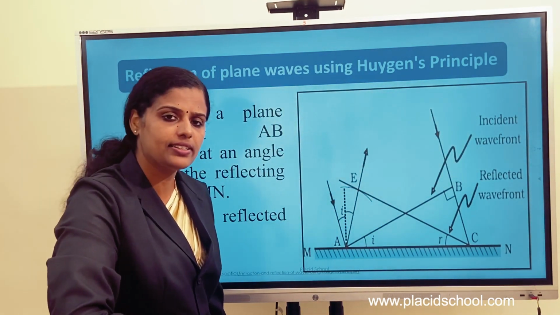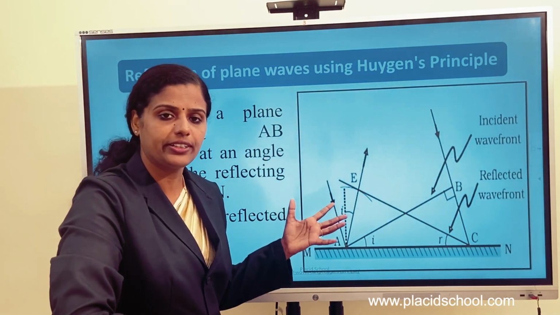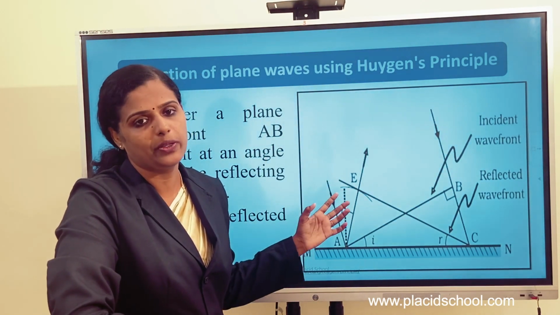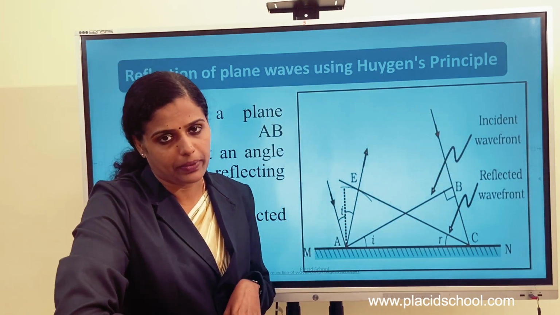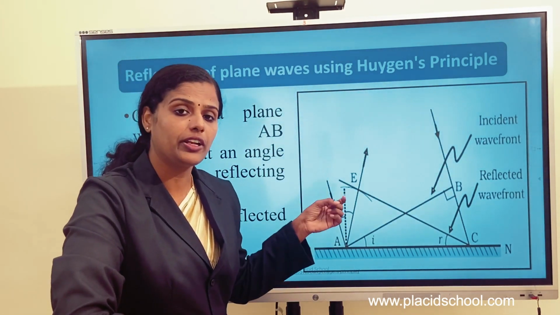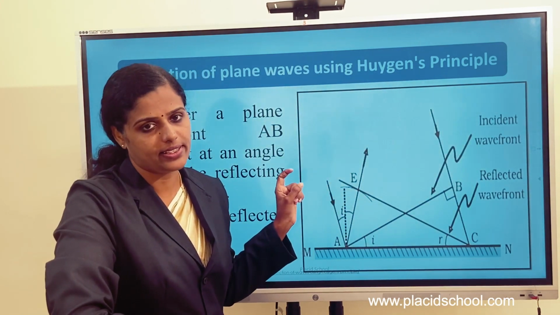And from the figure itself, the incident ray, reflected ray and normal all lie on the same plane, which is perpendicular to the plane of the paper. This is about reflection of plane waves using Huygens' principle.